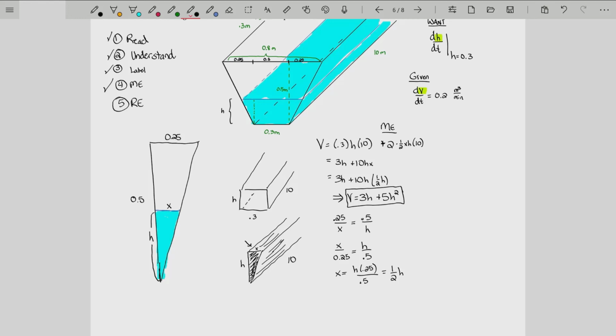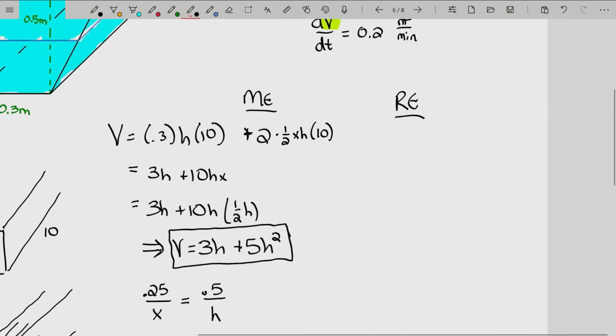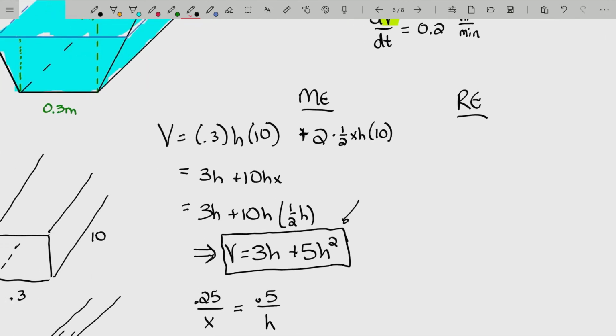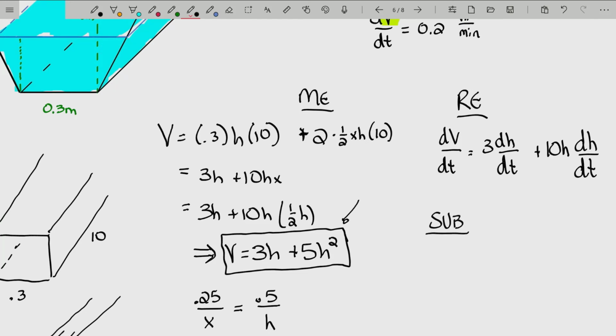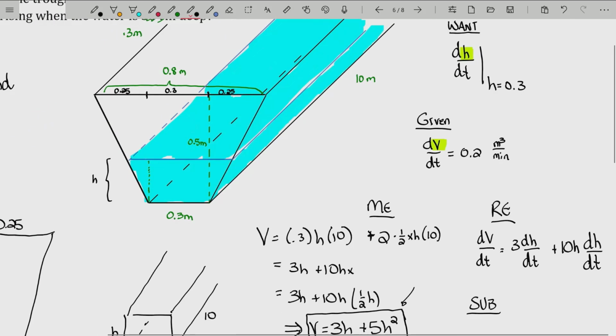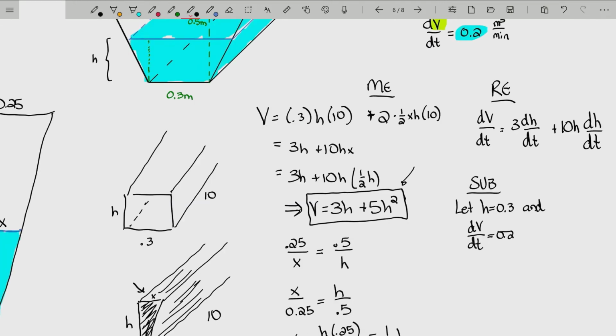Now let's do the rate equation. Thought you were done, right? Let's take the derivative of both sides of this with respect to time. So dV/dt is equal to 3 dh/dt plus 10h dh/dt. Now that we have the rate equation, we're going to do the sub and solve. So what are we substituting in? We're going to sub in h equals 0.3 and dV/dt equal to 0.2. And let's see what we get.